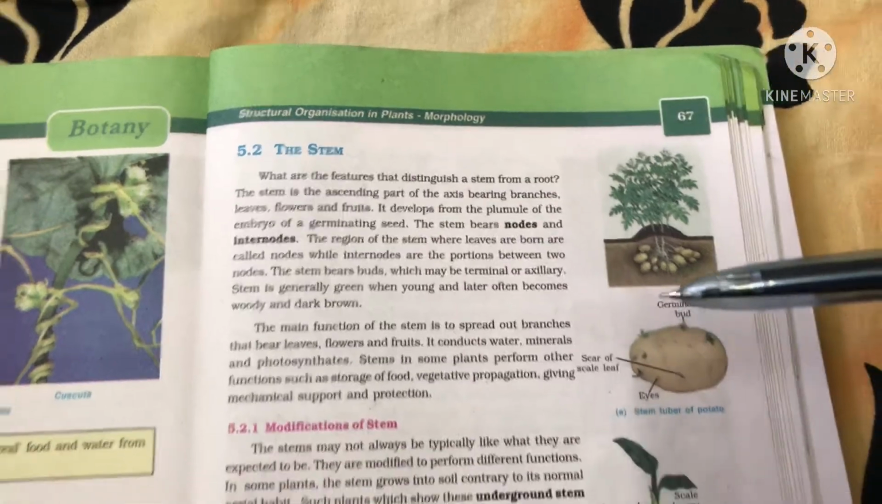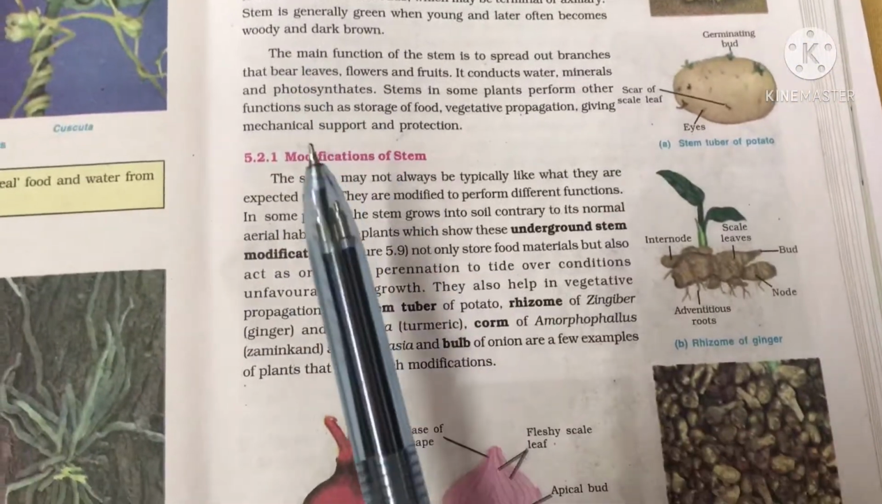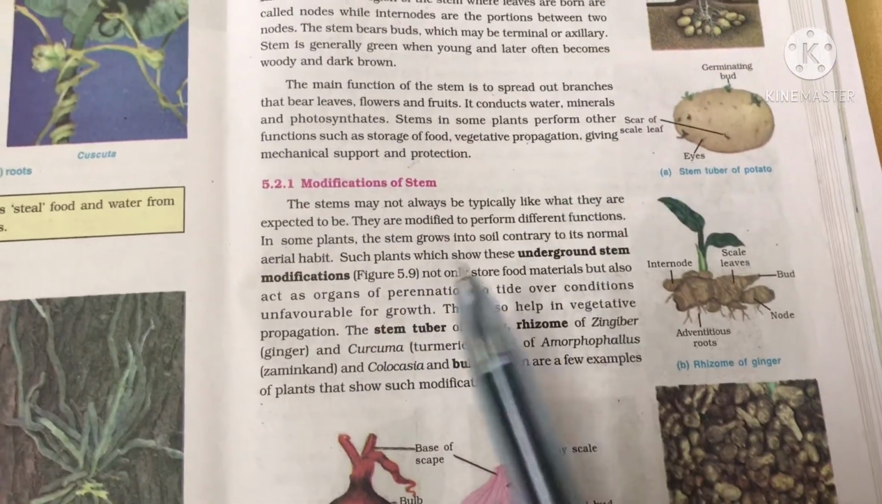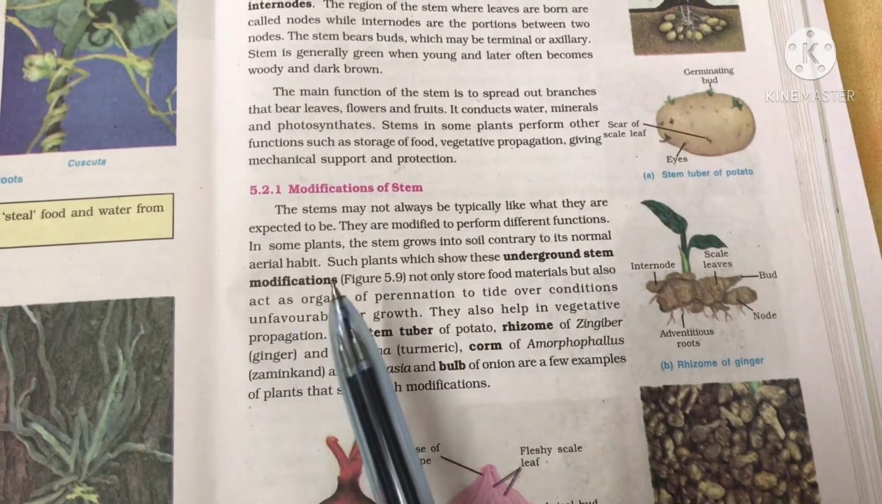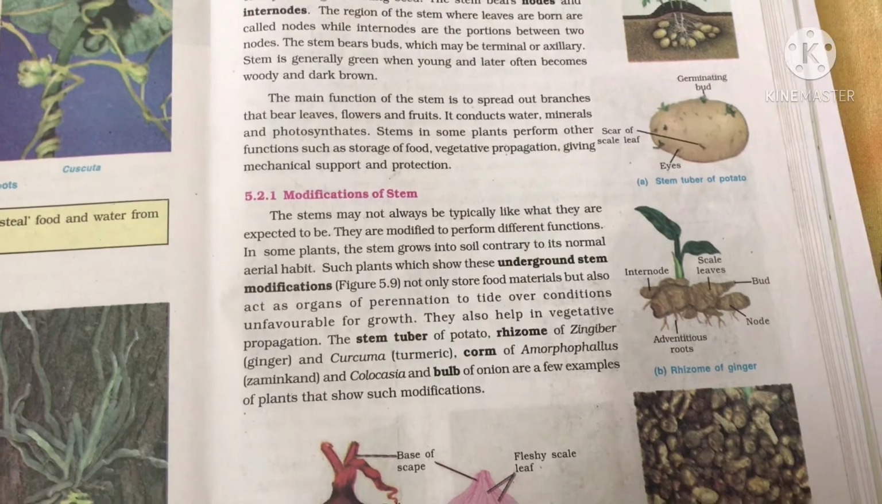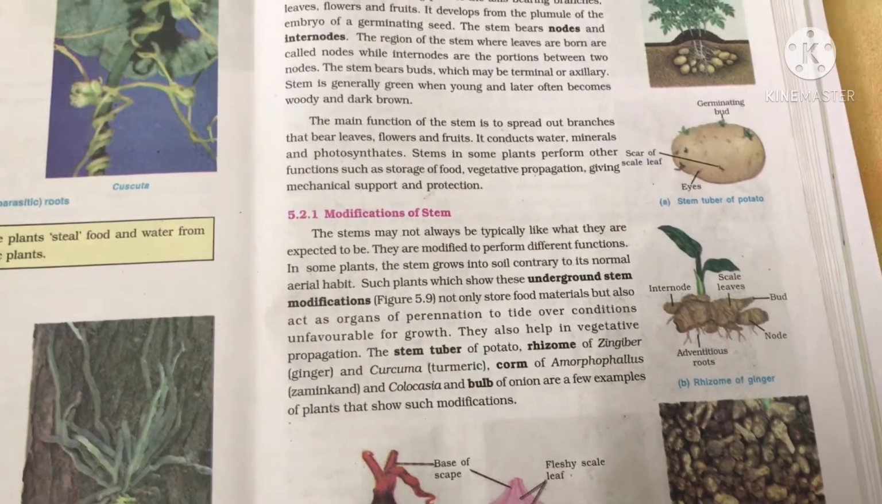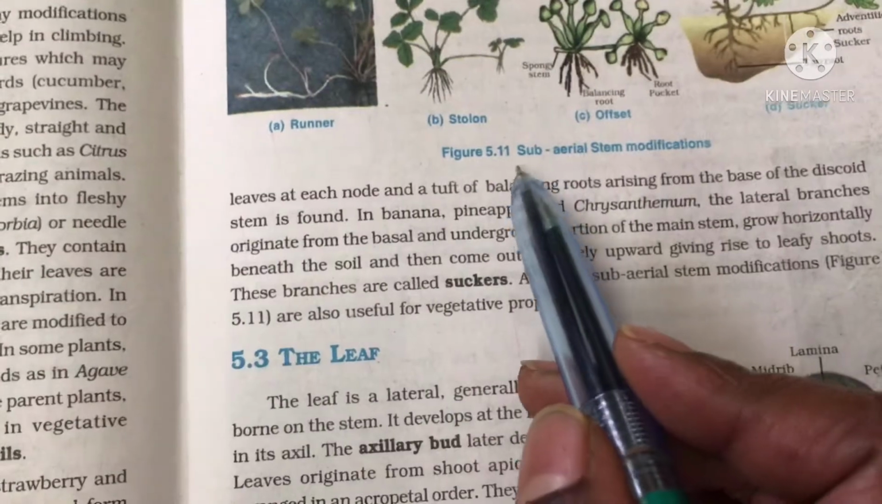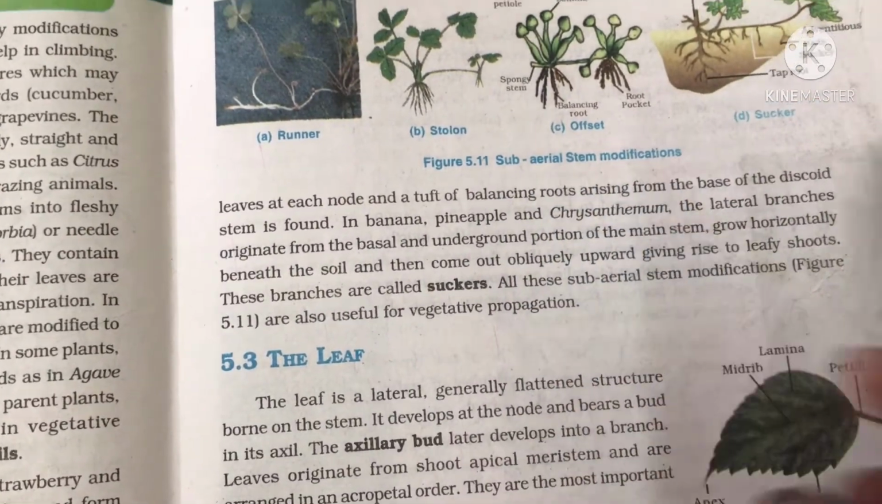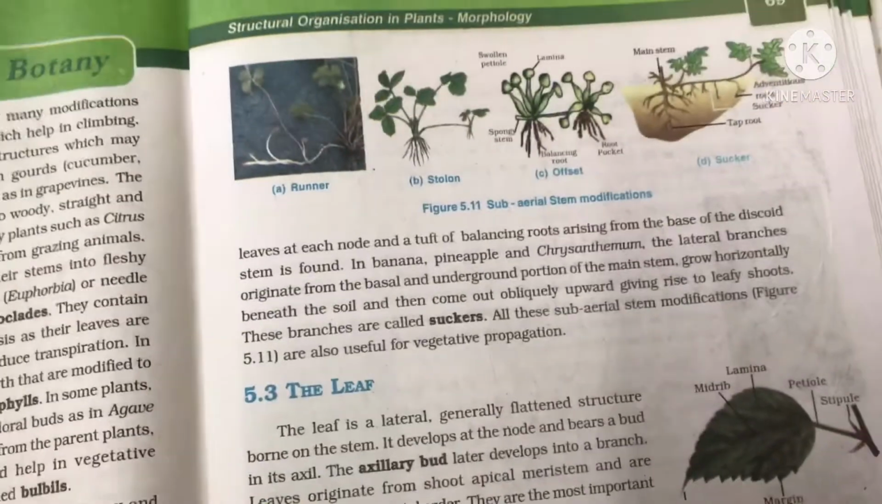You observe here that modifications of stem are of three types. First one is underground stem modification. Second one is aerial stem modification. Third one is subaerial stem modification.